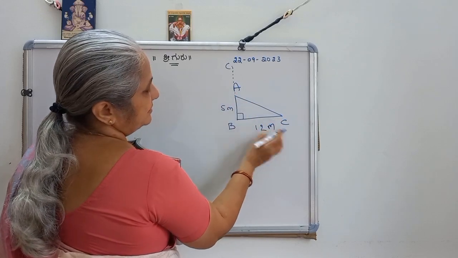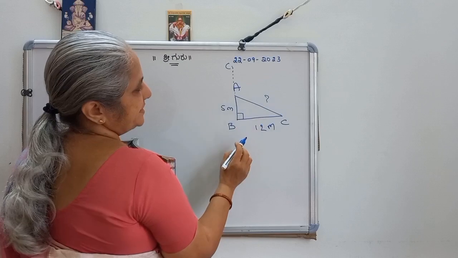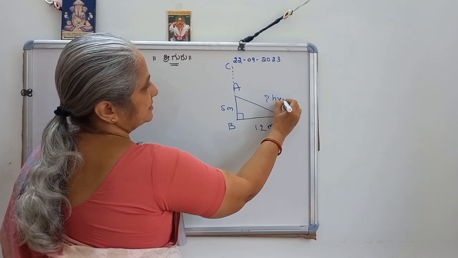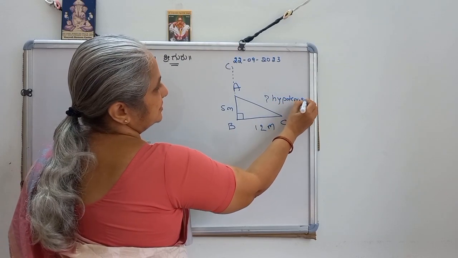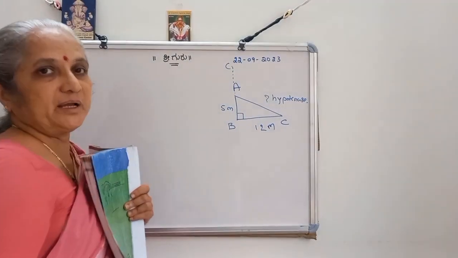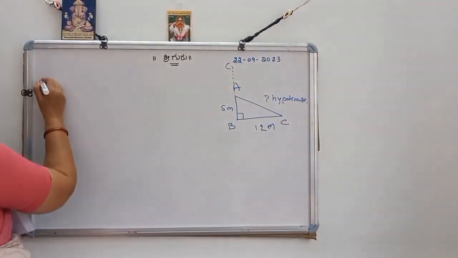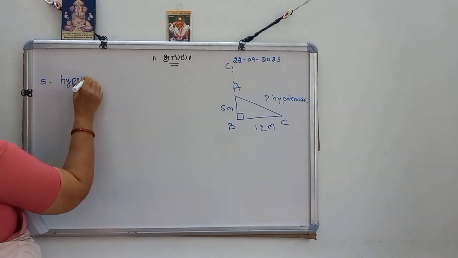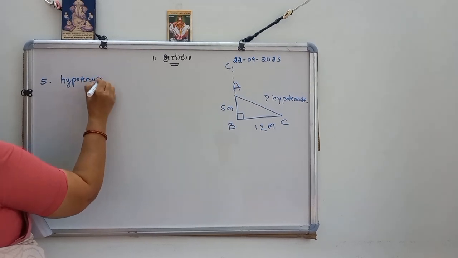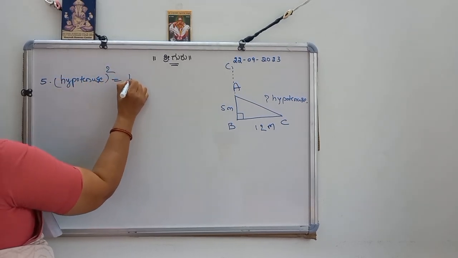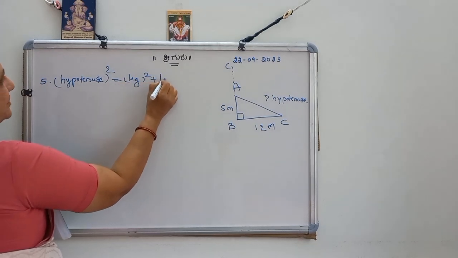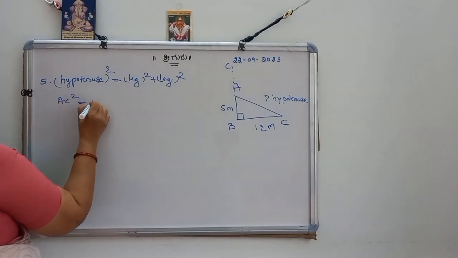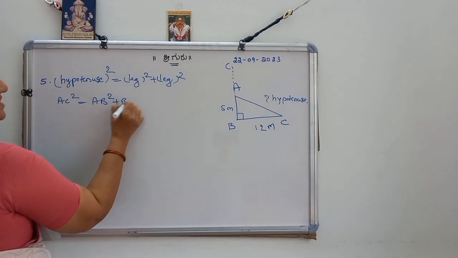BA plus AC. Now, to find AC. What is AC here? Side opposite to the right angle. It is called hypotenuse. When this is the right angle triangle, by Pythagoras property, we can write hypotenuse square is equal to side square plus side square, or leg square plus leg square. Hypotenuse square here is AC square is equal to AB square plus BC square.